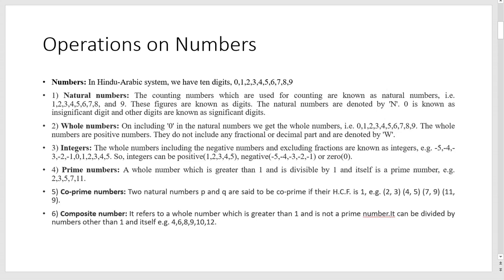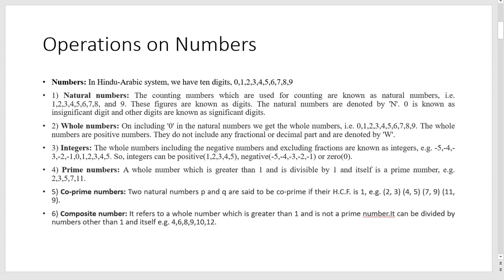And prime numbers: a number which is divisible by 1 or itself only is known as a prime number, like 2, 3, 5, 7, 11, 13, 17, 19. These are the prime numbers that can be divided by itself only. By using other numbers, it can't be divisible.